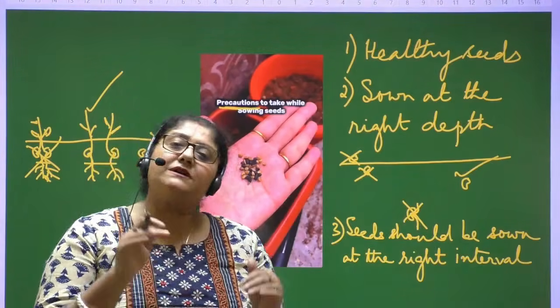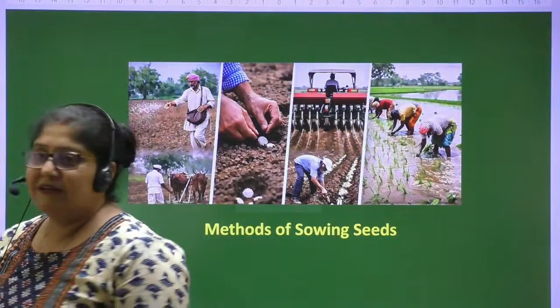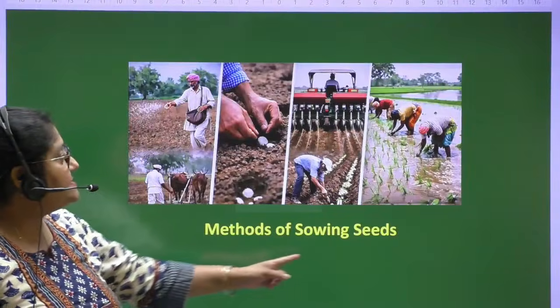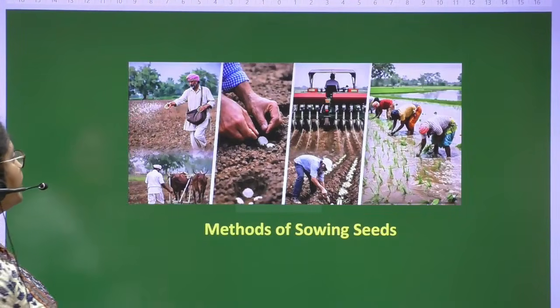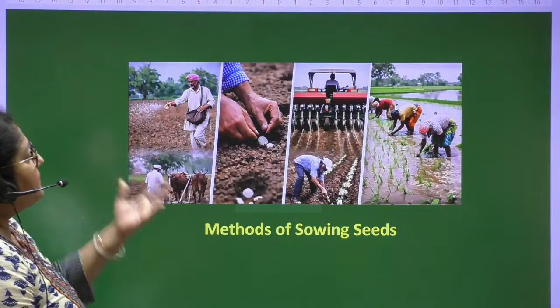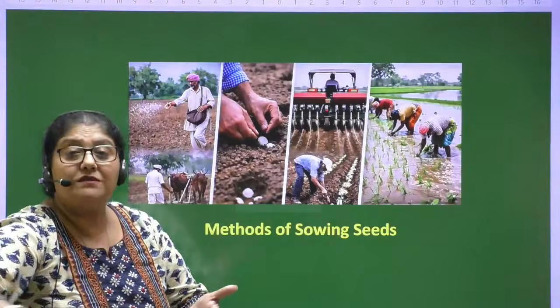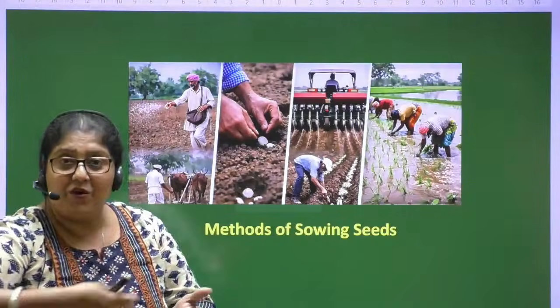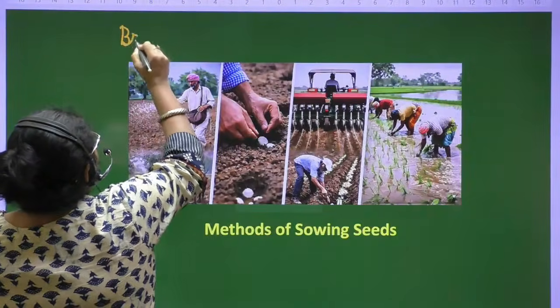Now let us come to the actual ways of sowing seeds. You see, these are the different methods by which seeds are sown. Let me name them one by one. In this case, the farmer has taken the seeds and is simply scattering them on the field. This is manual scattering on the field, and this method is called broadcasting.